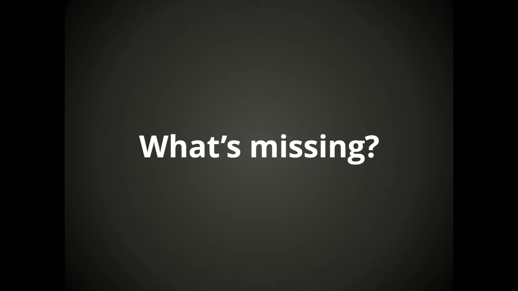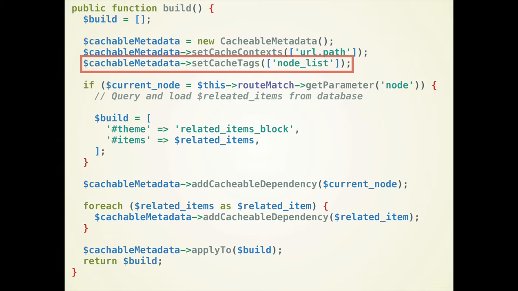So you're going to guess what's missing this time? The tags? Nope. Actually, I'm going to hand it to you. It is a tag, and it's the node list tag. That's why I said we'll get back to this. So to solve this, we're going to add another cache tag. We're going to just set this at the top, because this is going to apply to everything we do. We're just going to say node underscore list.